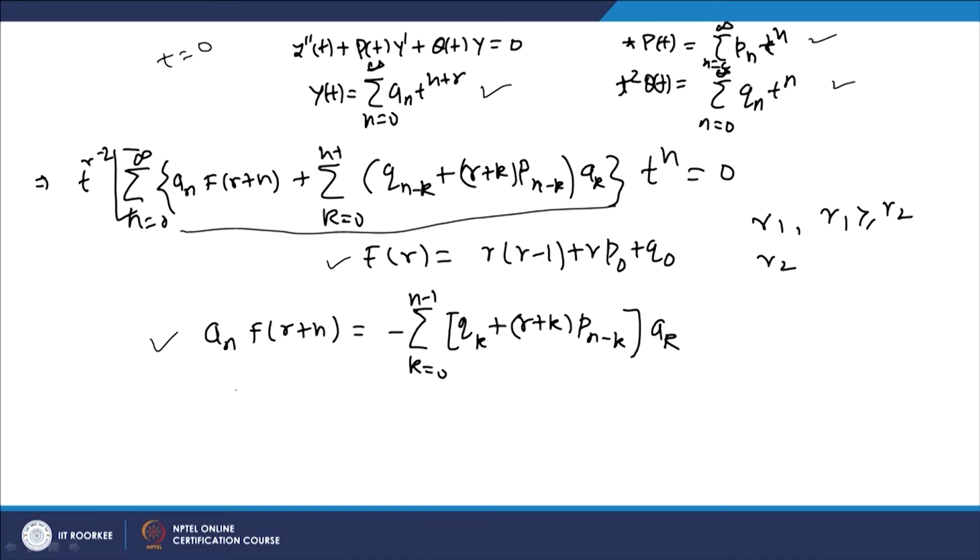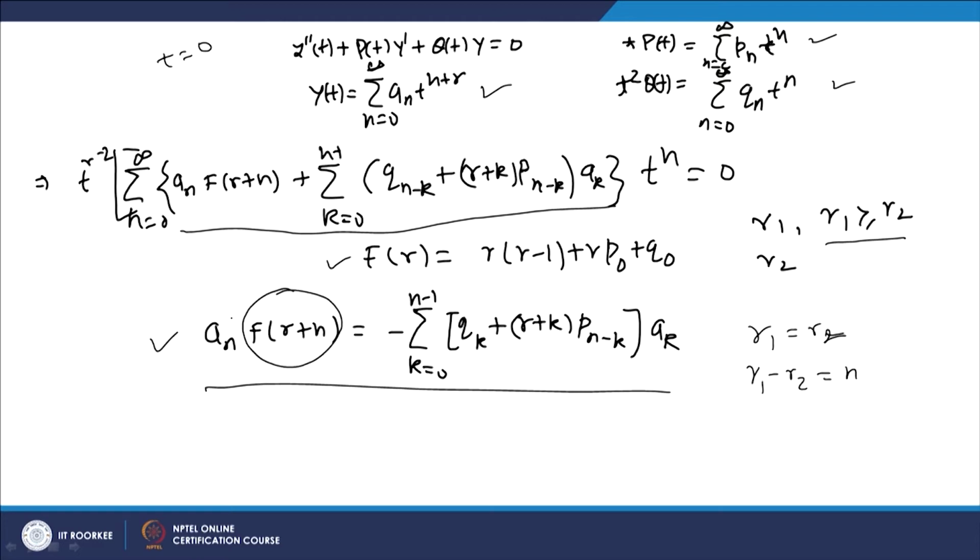Here we have considered several cases. There are possibilities that r_1 and r_2 are roots of f(r) such that r_1 is greater than or equal to r_2. One possibility is when r_1 = r_2, where we cannot use this formula to find the second solution. Another possibility where we are not able to find the second solution is when r_1 minus r_2 is some kind of integer. In that case also we are not able to utilize this formula, because f(r+n) is going to be 0 when we consider the lower value, that is r_2.